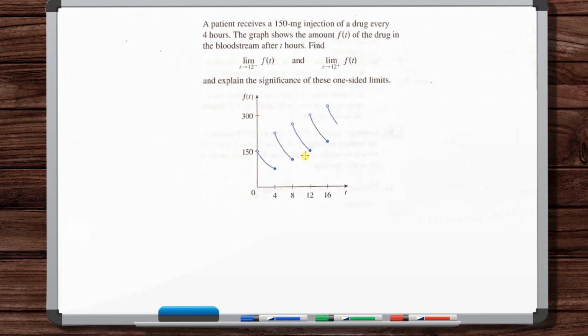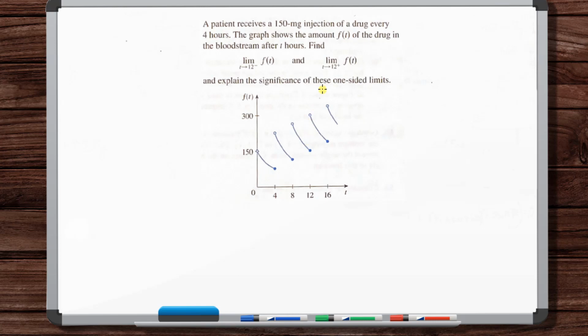What does that mean? So coming from the left here, the patient has already received 1, 2, 3 injections. The third injection is breaking down in the bloodstream more and more. So this limit is like when the nurse has come in to do the 4th injection. Right before doing the 4th injection, the amount of the drug in the bloodstream, this function is saying, is 150 milligrams.